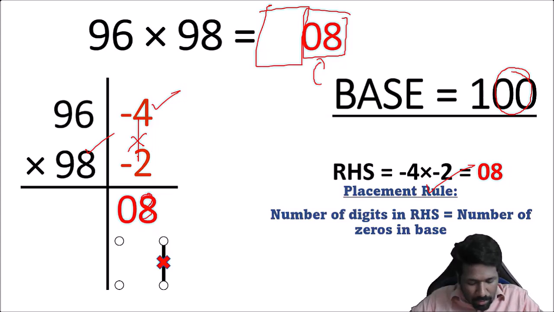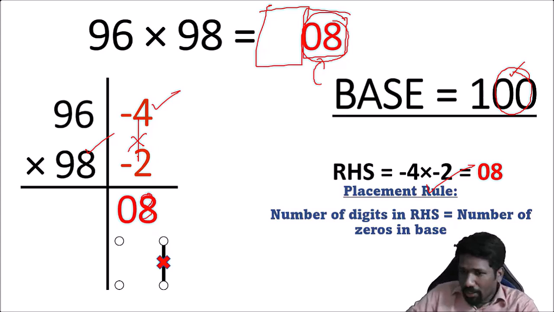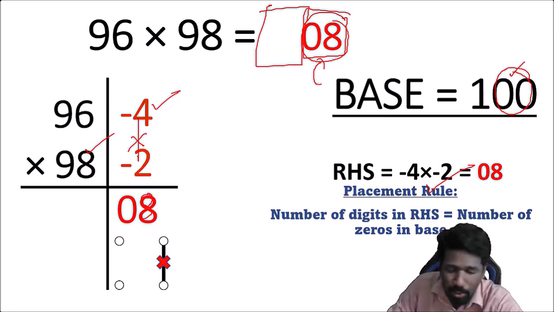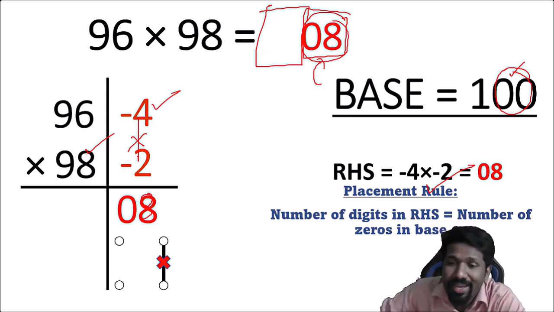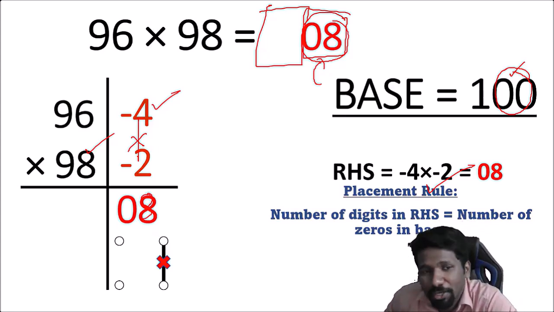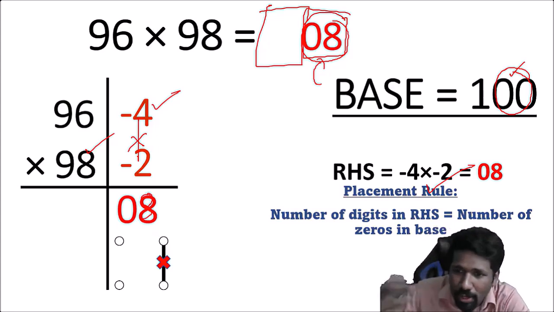The base is 100. 100 has 2 zeros, so the number of digits in the right hand side also should be 2. But you are getting only 8, which is a 1-digit number. So you have to make it two digits. How can you make it 2 digits? 8 and 08 mean the same.